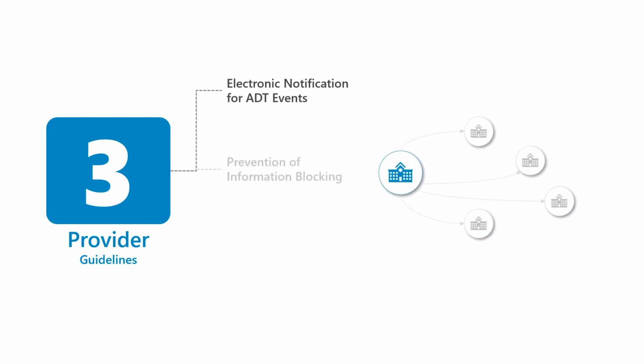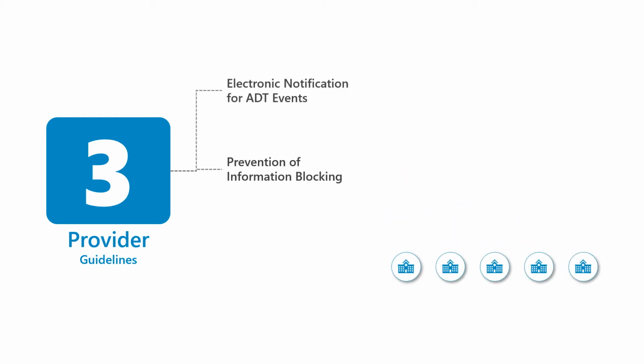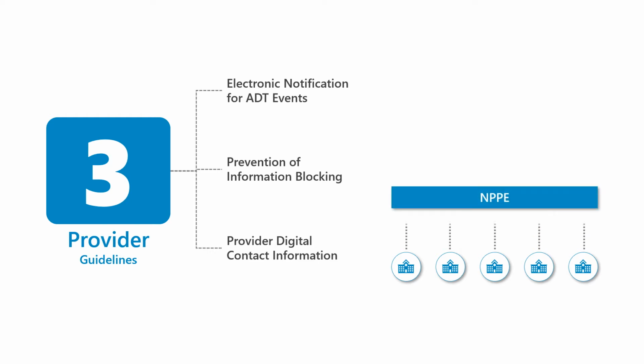The next guideline pertains to the prevention of information blocking. Under this guideline, CMS would publicly report providers that resort to any activity that could be considered as information blocking. The third guideline is around provider digital contact information. All providers need to maintain their contact information on the national plan and provider enumeration system. Providers who fail to do this would be listed on the CMS portal.